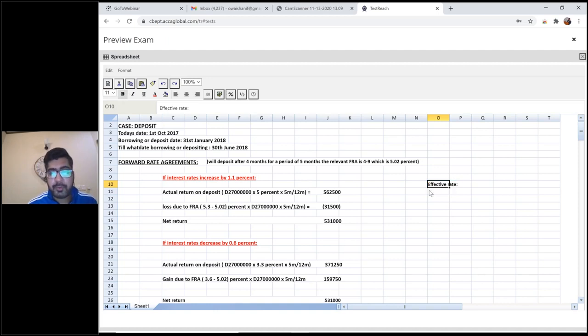Now, the effective rate is computed as I have given you the formula already: net return over borrowed or deposit amount. Net return, that is 531,000 for both cases, over the borrowed or deposit amount, that's 27 million, into 12 months over the time period of borrowing, that was 5 months. So the effective rate is going to be 4.72%.